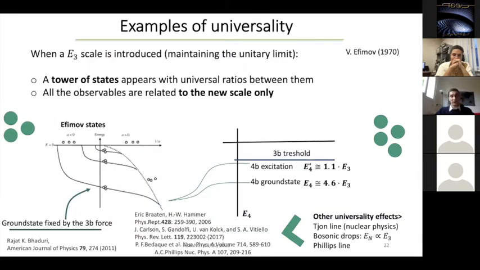And before going to the physical system, let me give you some examples of universal properties. The first one is what is called the Efimov effect. The Efimov effect means that when you have a three-body system, and you fix the three-body scale to something, so you know the ground state of the three-body system, and you look back at your three-body system, you find out that it has an excited state. The energy of the excited state is 22.6 squared times shallower than the ground state. And then there is a second excited state, 22.6 squared times shallower again.